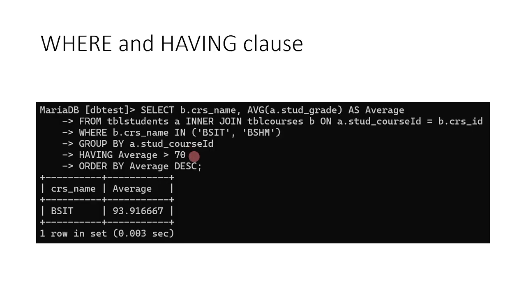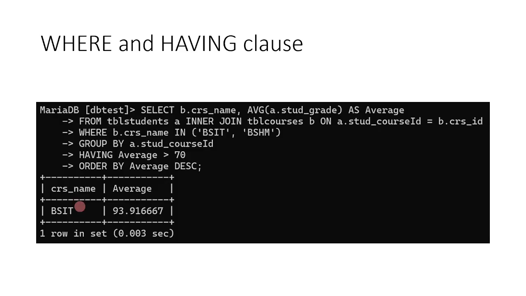So therefore, even though we have included BSHM in our first condition, the having condition is to get only those courses with an average greater than 70. So this is now after the aggregate operation. Therefore, what has been returned is only the BSIT.